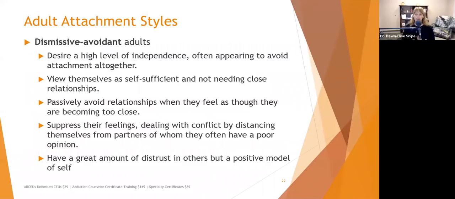Dismissive avoidant adults desire a high level of independence, often appearing to avoid attachment altogether. They view themselves as self-sufficient and they don't need close relationships. They're just too much effort. You bother me. They passively avoid relationships when they feel as though they're becoming too close, suppress their feelings, dealing with conflicts by distancing themselves from partners of whom they often have a poor opinion, and have a great amount of distrust in others, but a very positive model of themselves. Remember that narcissism.